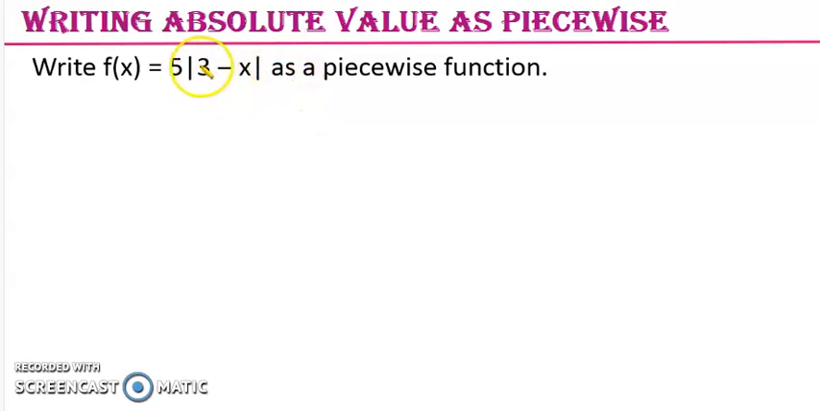When it says the argument equals 0, the argument is where the absolute value is. So the absolute value expression is 3 minus x, and we're going to make that equal 0 to find the split. 3 minus x equals 0. And then we subtract 3 from both sides. Always balance the equation. So we say negative x equals negative 3.